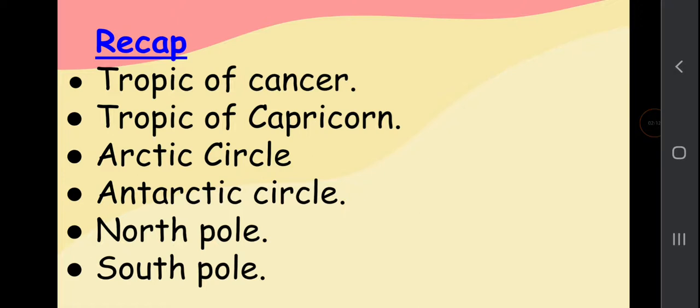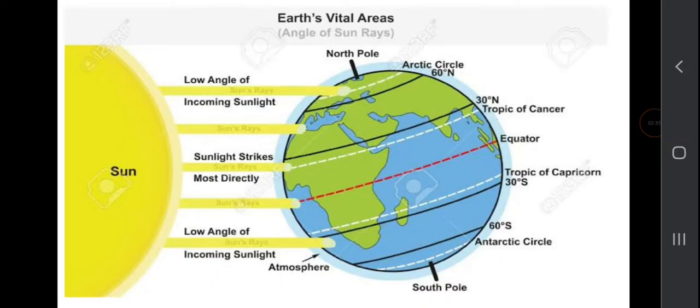Arctic Circle is located at an angle of 66.5 degrees. And Antarctic Circle is located at an angle of 66.5 degrees. North Pole is the northernmost point on the earth. South Pole is the southernmost point on the earth. Here you can see, as we move towards the pole, the amount of sunlight a place receives will decrease.